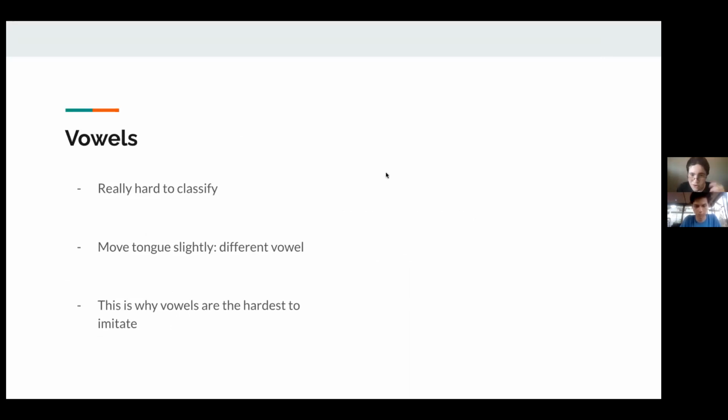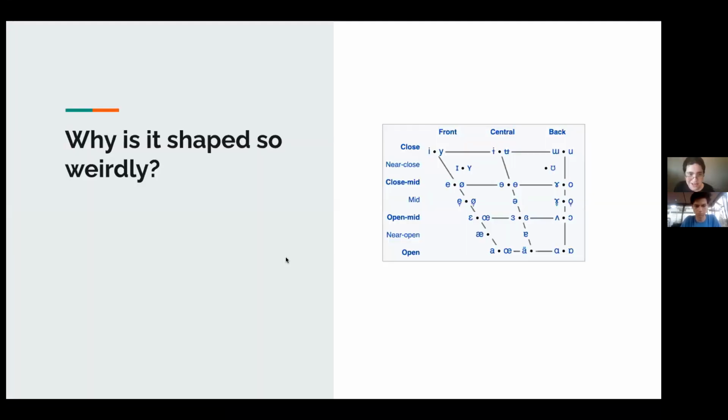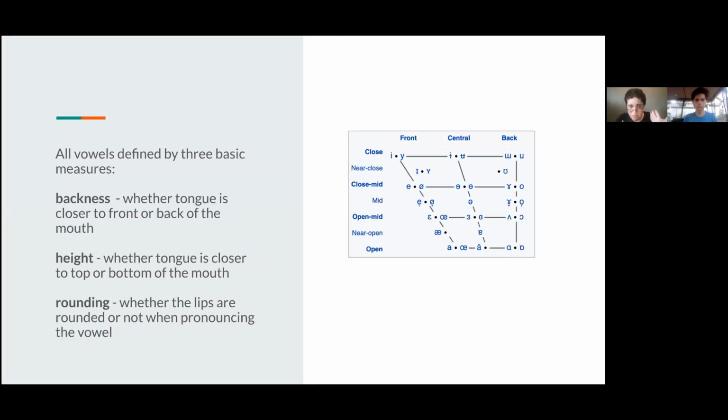So what does the vowel chart look like in the IPA? So this is what it looks like. You might have a question, which is why is it shaped so weirdly? And the answer is that all vowels are defined by 3 basic measures. Backness, so whether the tongue is closer to the front or back of the mouth. Height, whether the tongue is closer to the top or bottom of the mouth. You can also think of this as how open your mouth is. And rounding, so whether the lips are rounded or not when pronouncing the vowel.